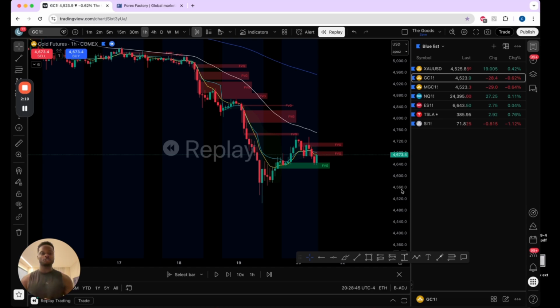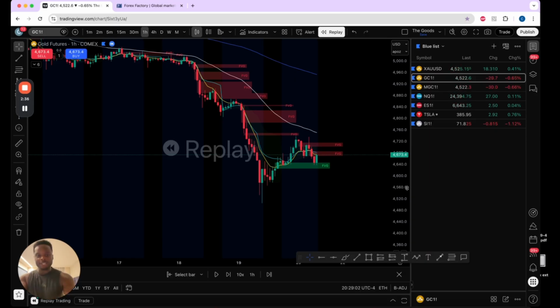I like to use the H1 to determine where we're currently at in structure. Okay, are we in an uptrend? Then I'm looking for buys. Are we in a downtrend? Then I'm looking for sells. Are we consolidating? I need to know where we're at in structure on the higher time frame. I personally like to use the H1.